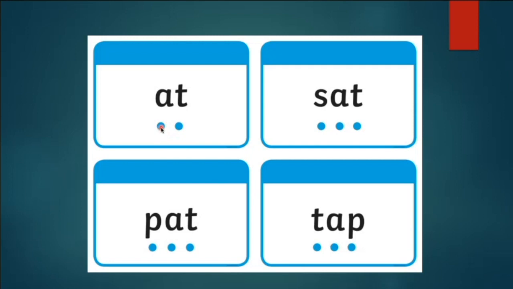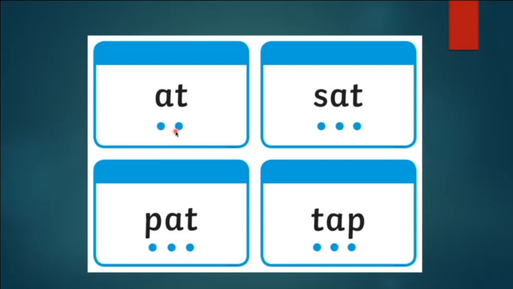For this word, the dots represent the sounds. So let's count together how many sounds this first word has. One, two. So this word has two sounds in it. Okay, let's say the sounds: a, t, a, t.